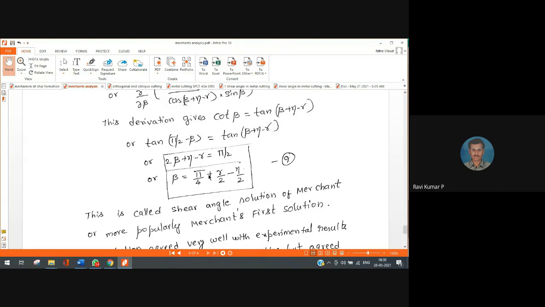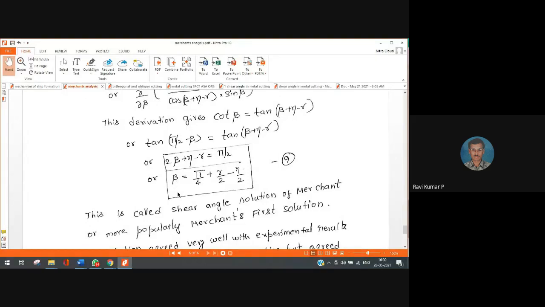When I keep in mind the condition that work done in cutting is going to be minimum, I shall get the value of beta as pi by 4 minus gamma by 2 plus eta by 2. Gamma is nothing but my rake angle. Eta is what? F by N is equal to tan eta, so it is related to the friction coefficient. So rake angle and friction coefficient, these two will decide the value of beta. Then beta will decide the value of chip thickness ratio r. Right? So this is how things happen.